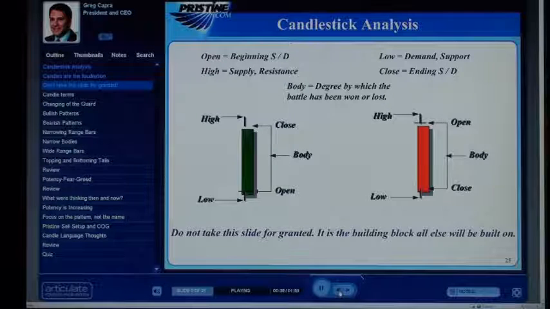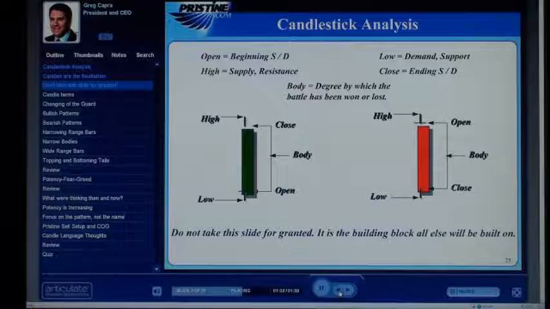Meaning, the opening price is going to be the beginning of the supply and demand relationship within that particular bar. The high is going to be where there was enough supply or resistance to stop that bar from growing or increasing in size. That's going to become our reference point of resistance, our initial reference point. The low is going to be where there was enough demand or support to stop that candle from moving lower.